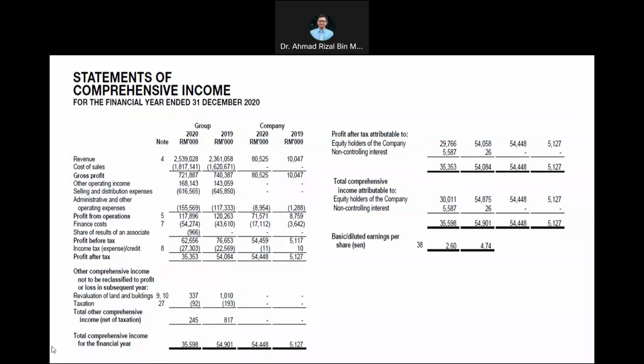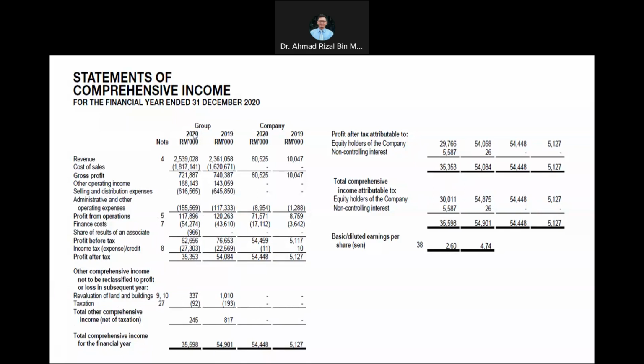Okay, and we have this segment here to show the other income, resulting from non-business activities. So in this case, revaluation of land and buildings, as well as taxation. This is not income, this is gain or loss due to tax loss, right? And you separate it out before finally you integrate them and you have this total comprehensive income for the financial year.